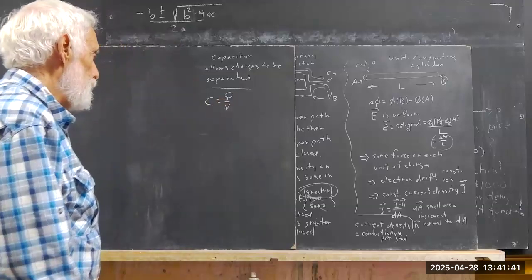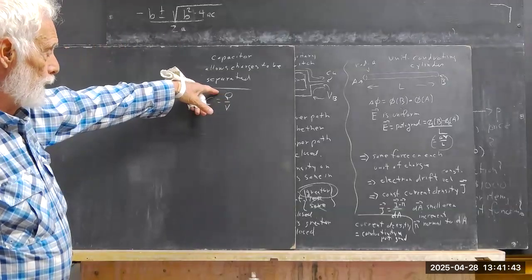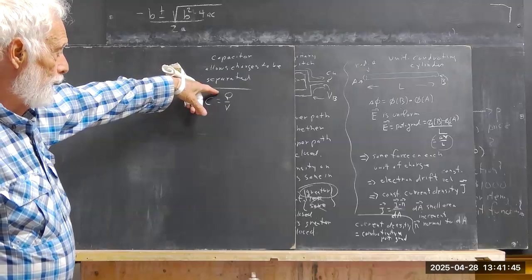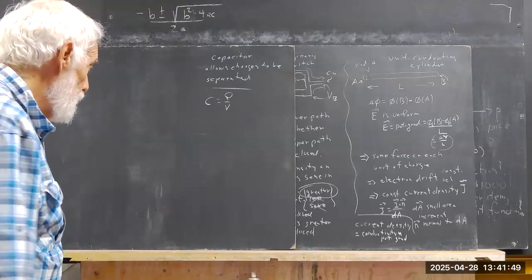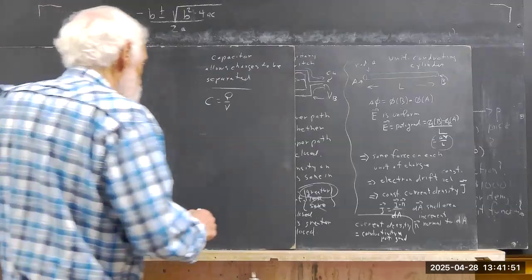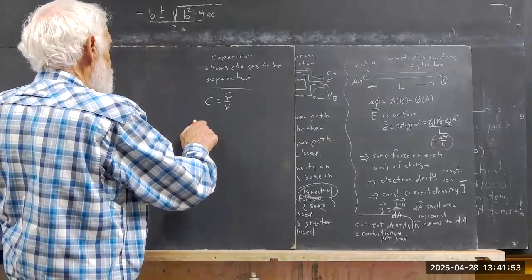Capacitance is the ratio of the amount of charge you can separate to the voltage required to separate it. Parallel plate capacitor.